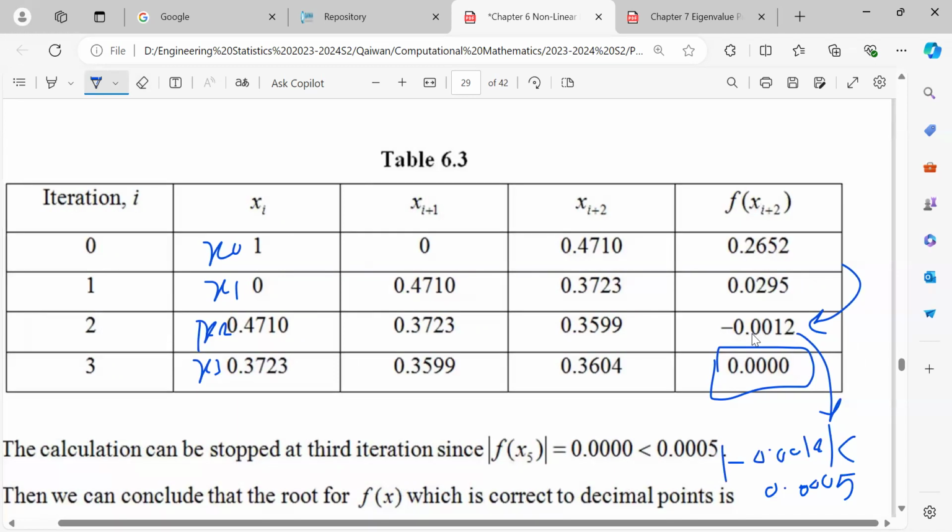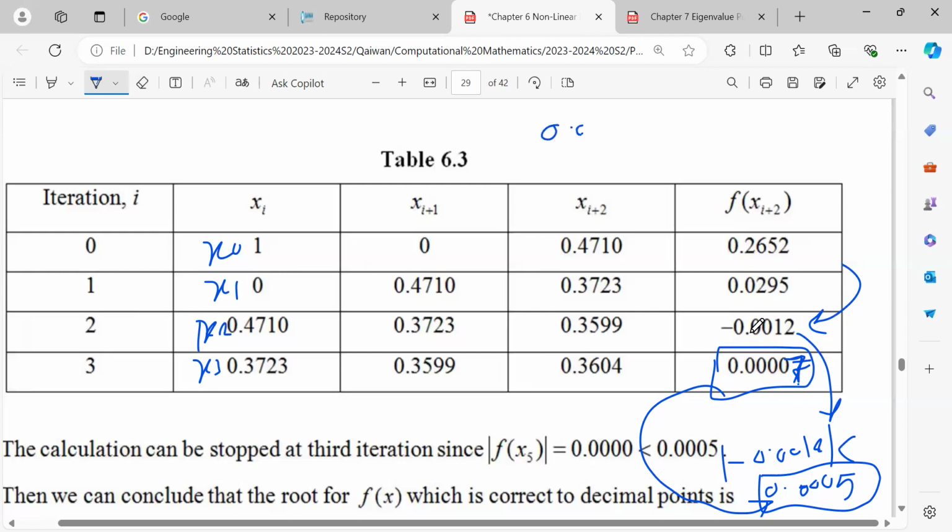But x3 satisfies it. Even if you have any value after 4 decimal points, the first 4 decimal points are 0. You may have a non-zero decimal point after 4 zeros. So it's clearly less than 0.0005. As here, after 3 decimal points, we have a non-zero value. Okay, even if this, let's say 7, if there's 2, 3, any value after 4 decimal points.